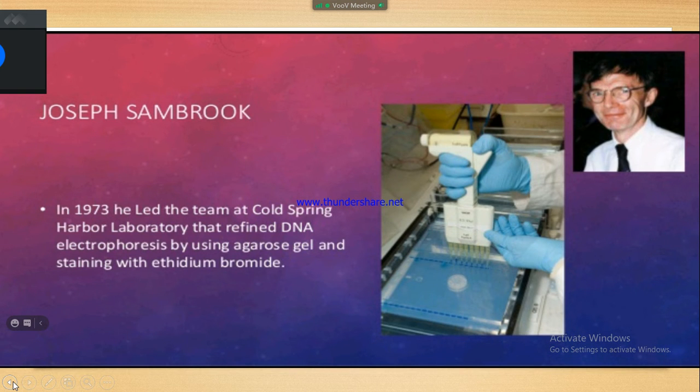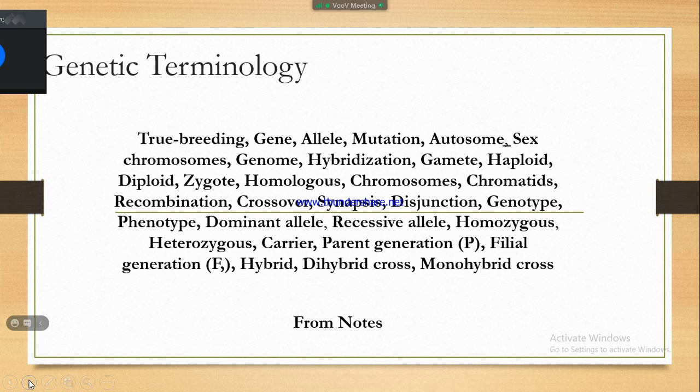So that is the end of the history of genetics, which is most important. Here are some genetic terminologies: true breeding, gene, allele, mutation, autosome, sex chromosomes, genome, hybridization, gamete, haploid, diploid, crossover, synapsis, disjunction, genotype, phenotype, dominant allele, recessive allele, homozygous, heterozygous, carrier, parent generation, filial generation, hybrids, dihybrid cross, and monohybrid.